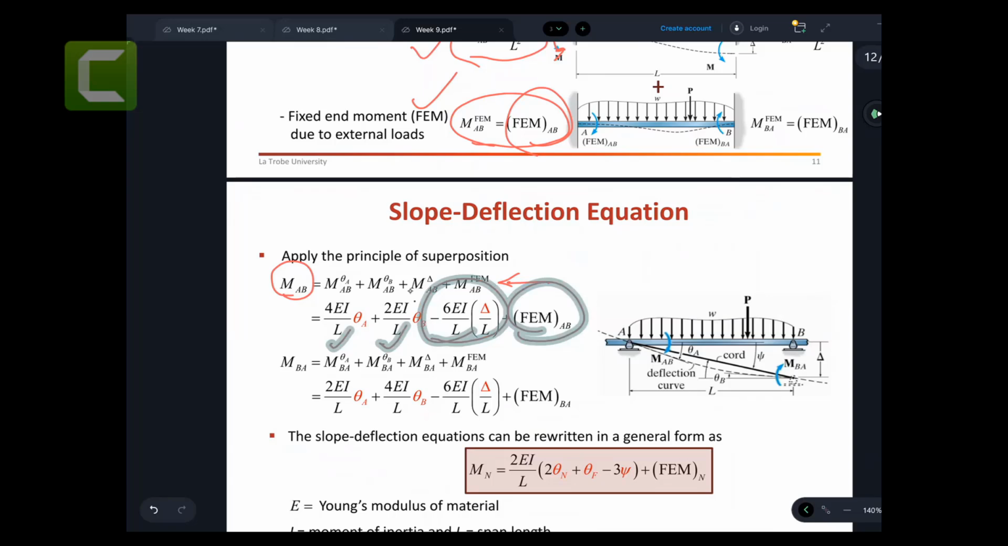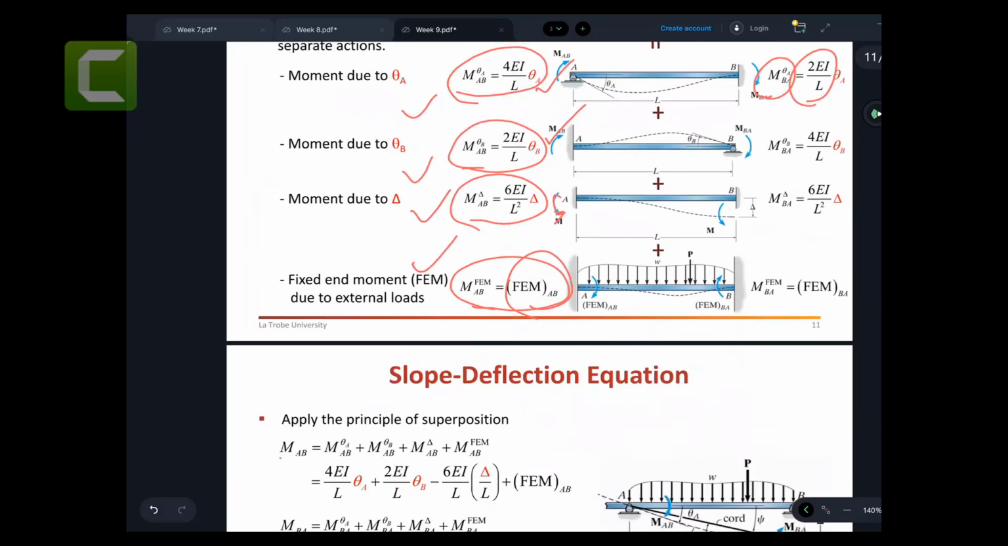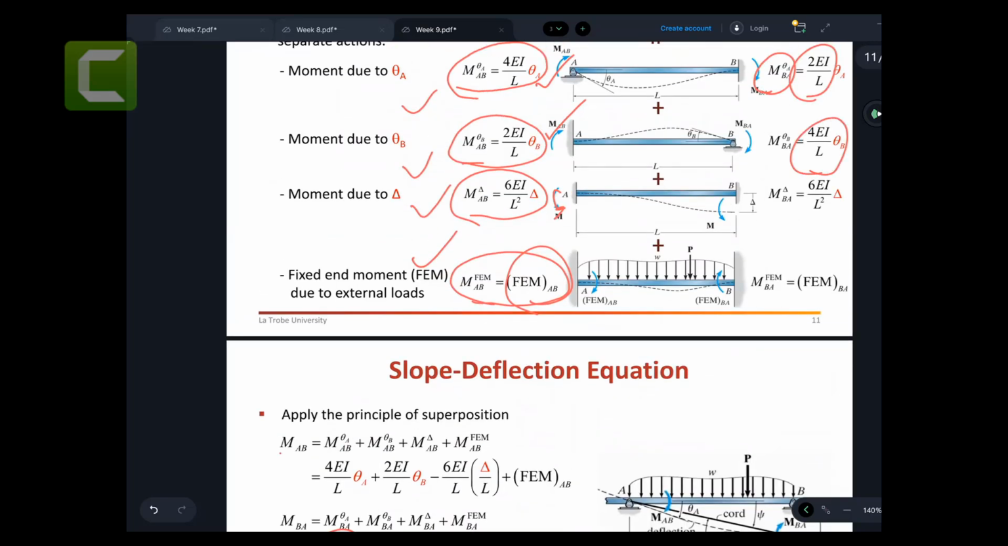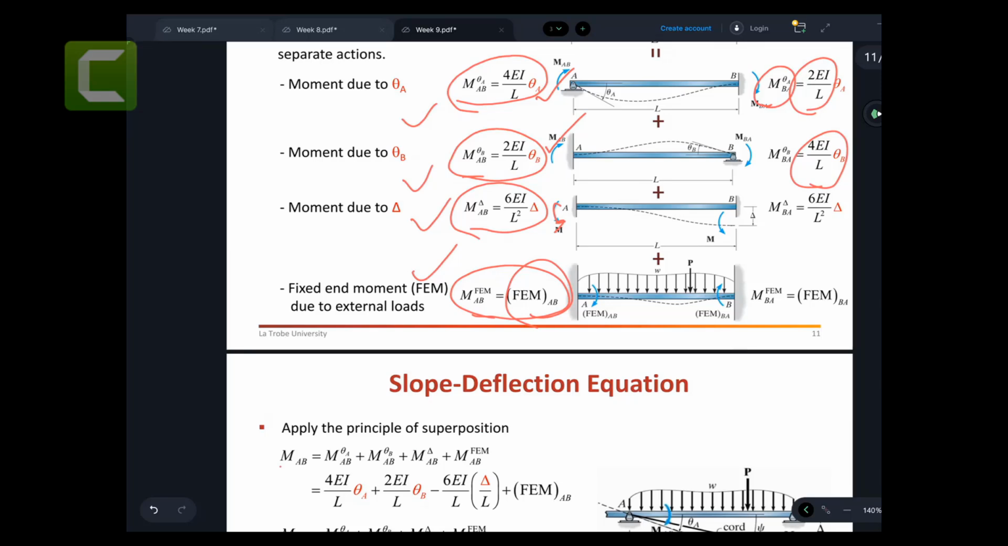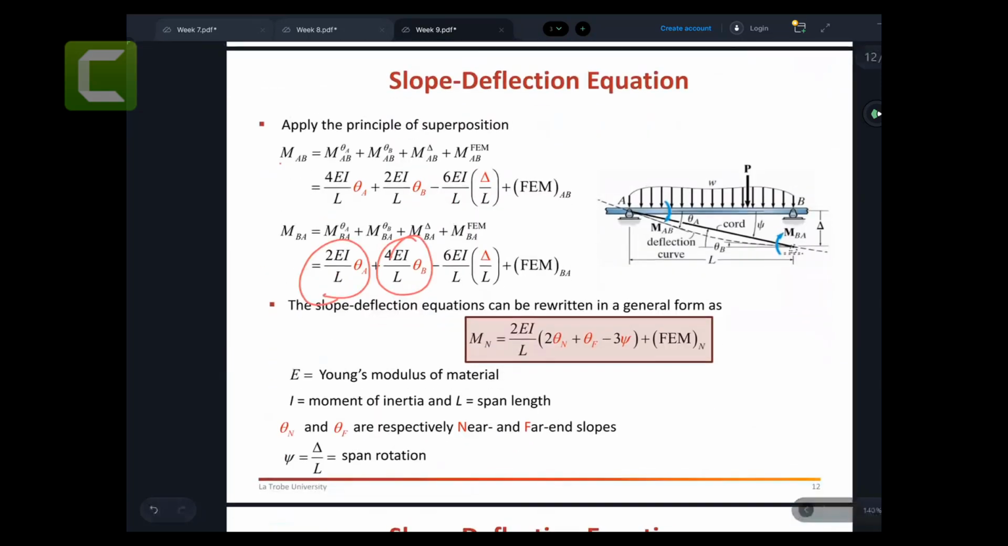And similarly, you can do the same thing for the other side. MBA equals 2EI/L theta A, 4EI/L theta B, minus, because this is the opposite moment, 6EI/L² delta, plus the fixed end moment. Right, so there are 2 equations we can write in the general form, right? Let's say AB, meaning that this is the near node and this is the far node. AB, near far, or BA.